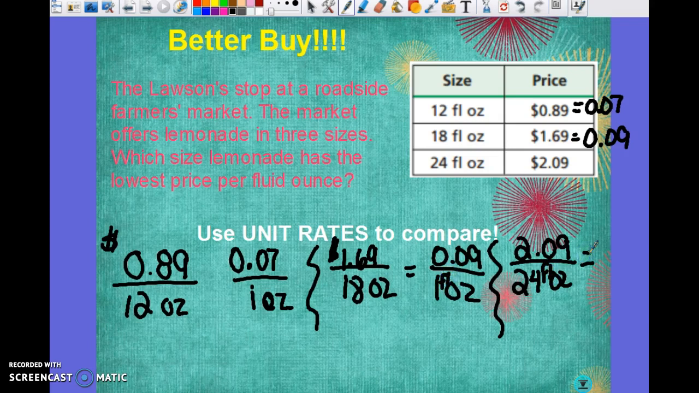So, if we wanted to find out how much it is per ounce, all we have to do is divide $2.09 divided by 24. And we get 9 cents as well. Well, that means that the cheapest one is the smallest one, and that's the one that we're going to want to buy because we're actually spending less per ounce.